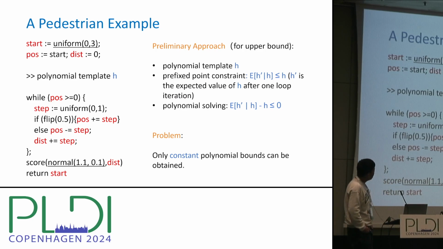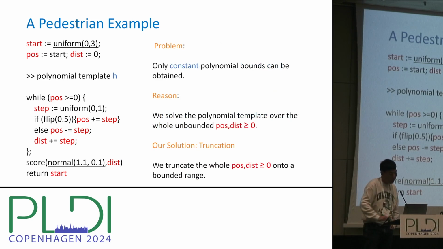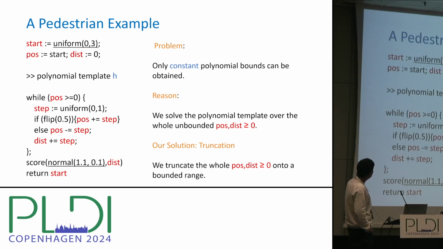So it seems that there is some problem inside, and we find that the problem is that for the working variables pos and dist, their values in this program can be unbounded. They can take any non-negative real value. Polynomials are not so effective on this unbounded region, as someone may recall the Weierstrass approximation theorem, which states that any continuous function can be approximated up to any error by a polynomial, but only over a bounded region. So to make this problem solving effective, we need a truncation operation that first truncates the values of pos and dist onto a truncated range.